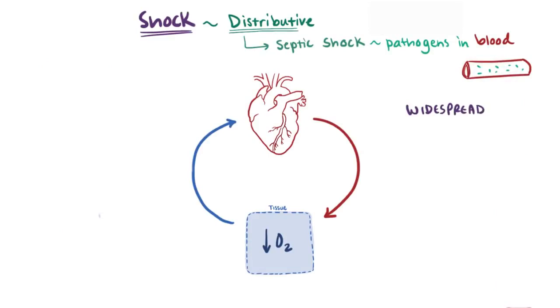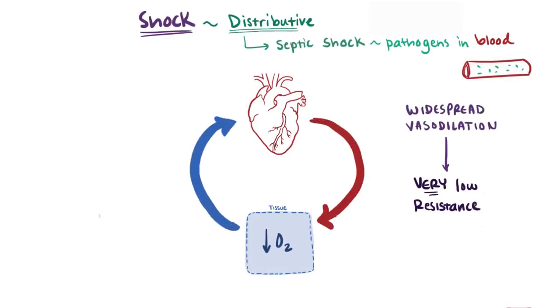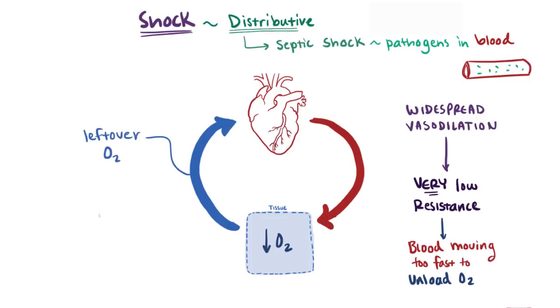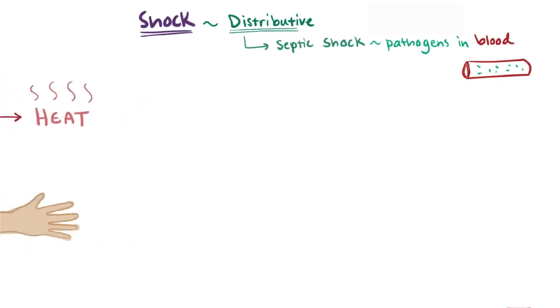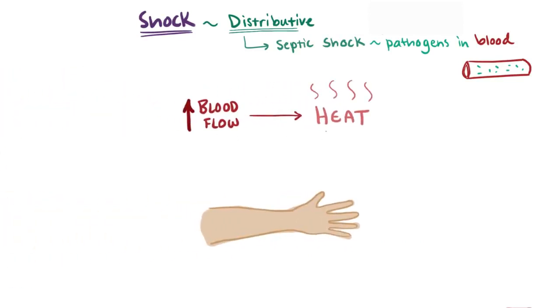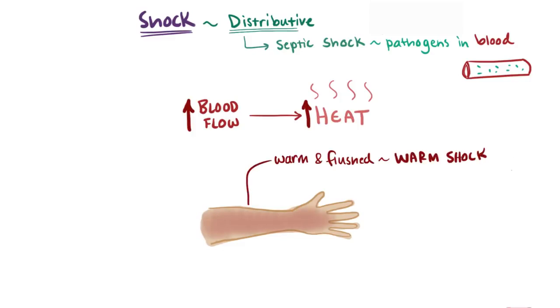Okay, so this widespread vasodilation means very little vascular resistance, and blood doesn't get the chance to unload as much oxygen as it cruises through the vasculature, and it gets back to the right side of the heart with leftover oxygen. So in this case, as opposed to cardiogenic and hypovolemic shock, MVO2 can be normal or even increased. In contrast to hypovolemic and cardiogenic shock, now there's an increase in flow in the peripheral blood vessels, and the skin becomes warm and flushed. So distributive shock is a kind of warm shock.